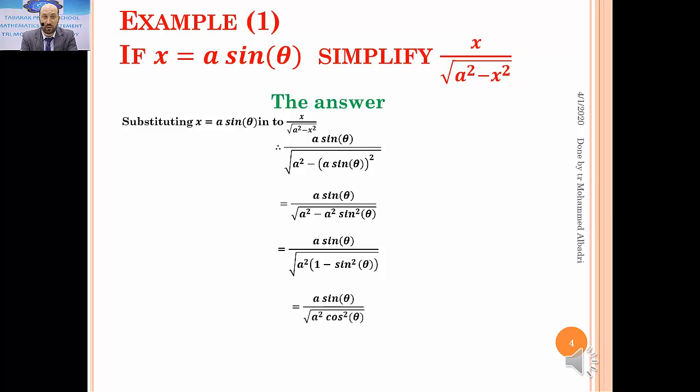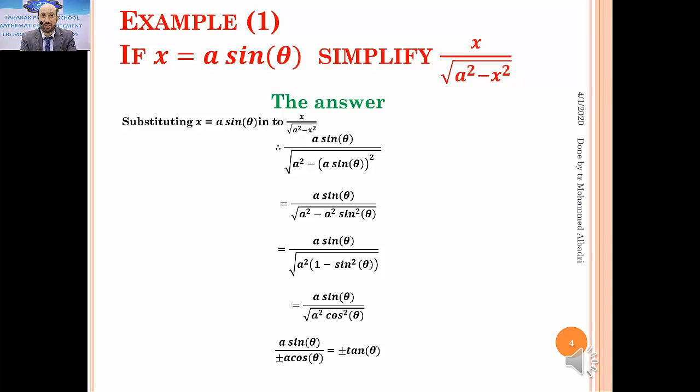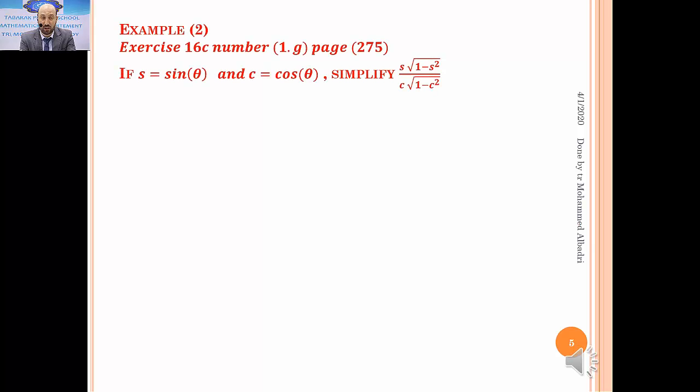So a sine theta over the square root of a square cosine square theta, we will take it from inside the square root to outside the square root. So the square root of a square cosine square will be plus or minus a cosine theta. And by simplifying a by a, we will have plus or minus, and sine over cosine equals tan theta. And now the simplification of x over the square root of a square minus x squared will be positive or negative tan theta.